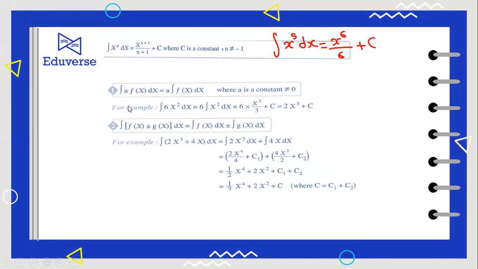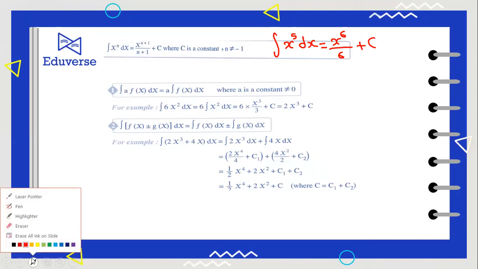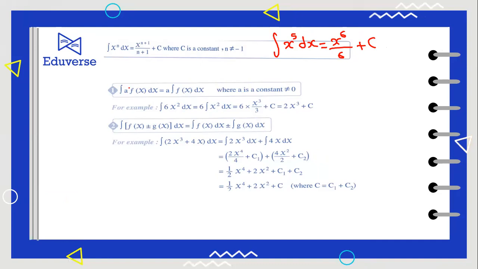Integration of a constant multiplier function: I can put a constant out of the integration operation. Like this example, integration of 6x squared dx. I can put 6 out of the integration and then integrate x squared. It will be 6 multiplied by x power 3 over 3. Add 1 to the power and divide by the new power. And don't forget a constant.